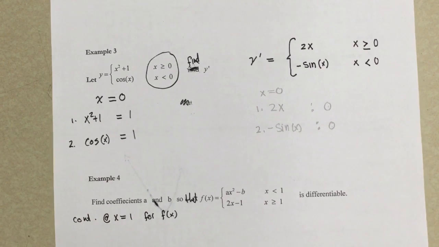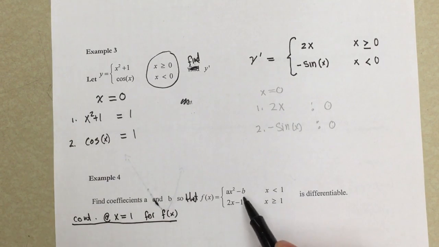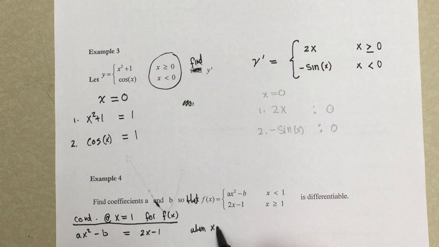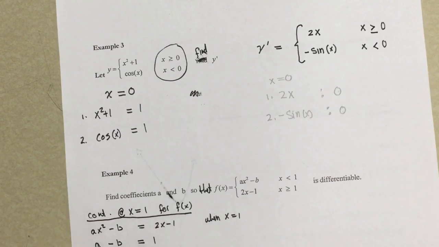Remember that f of x has two pieces. In order for us to make them continuous, we need both of them to be equal to each other when x equals 1. So here's what we know. We want this to be equal to this when x equals 1. So we replace 1 in here and we get a minus b is equal to 1 when I replace 1 in there. So that's the first stage.